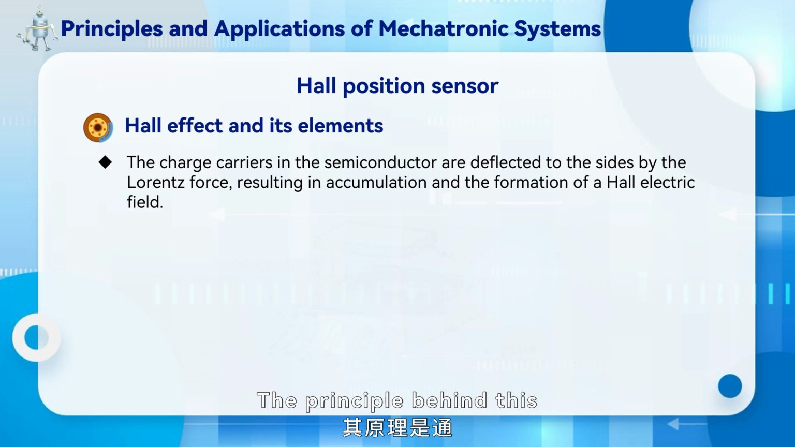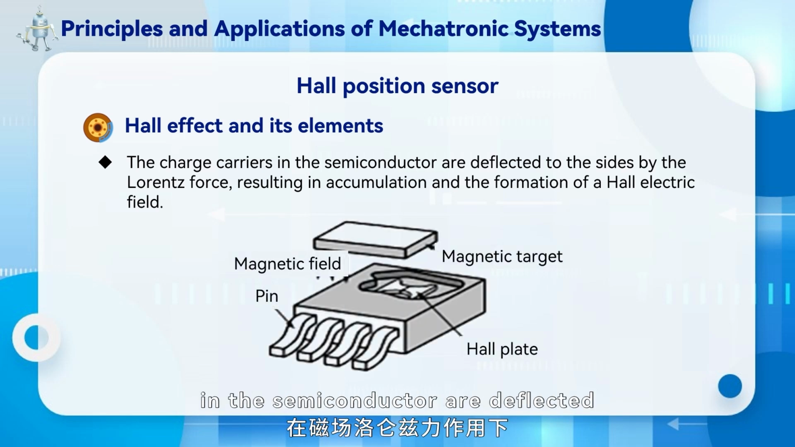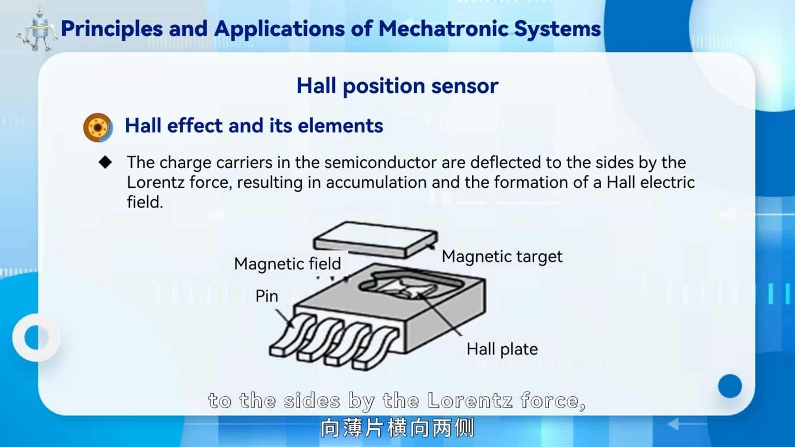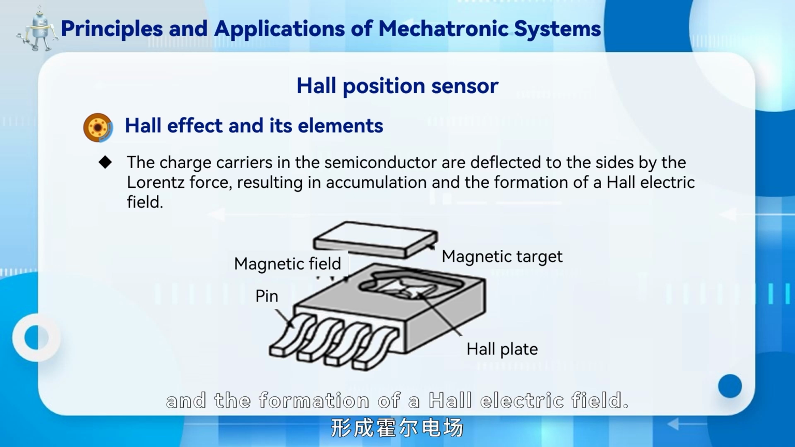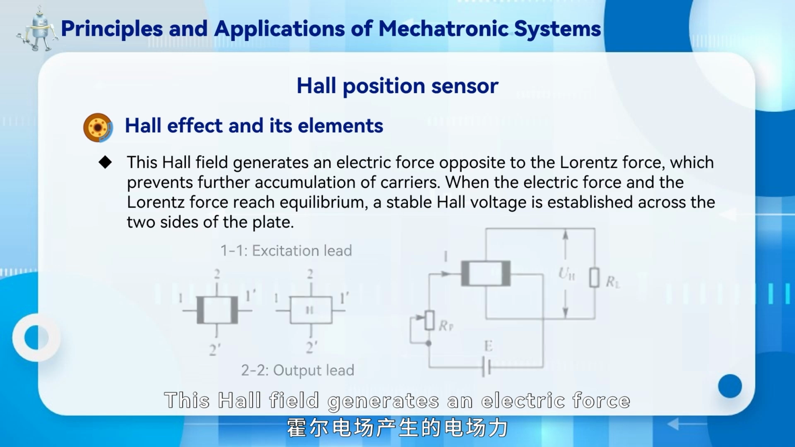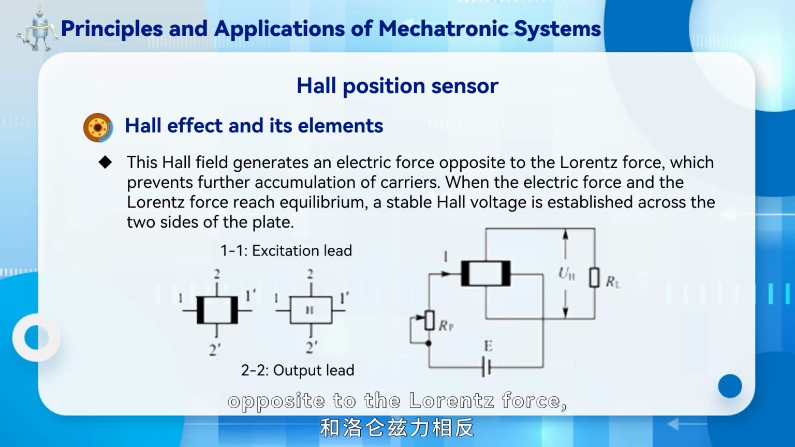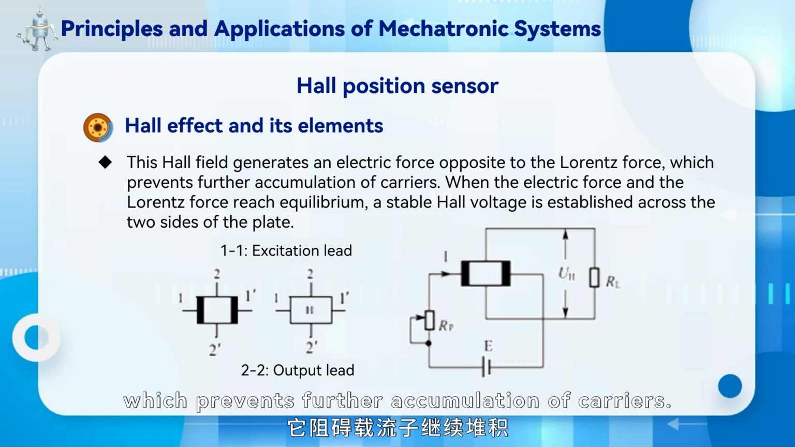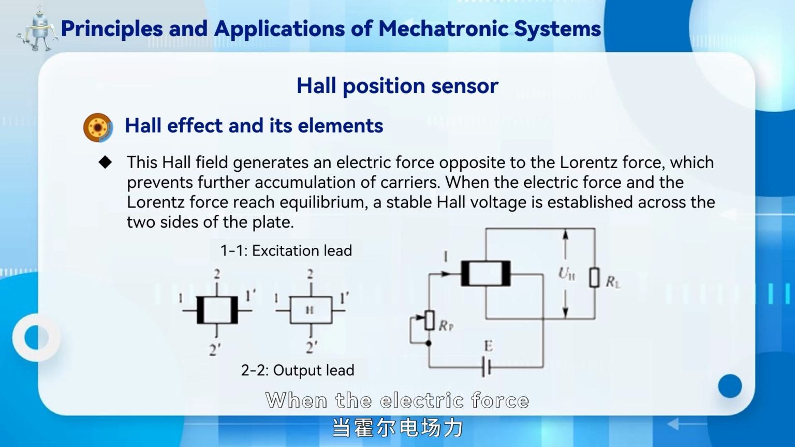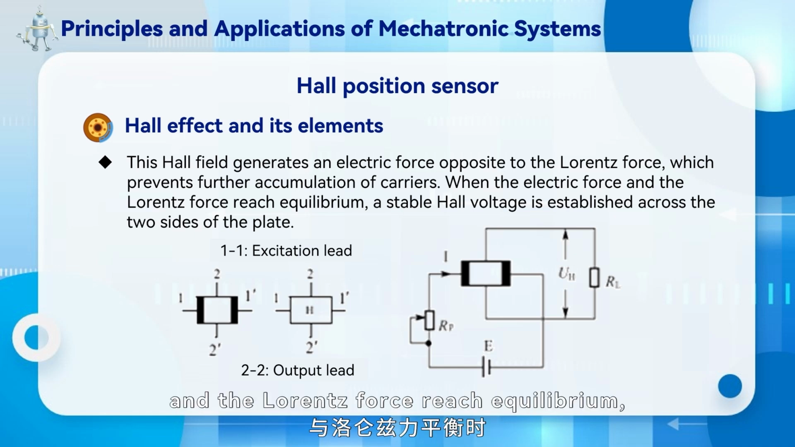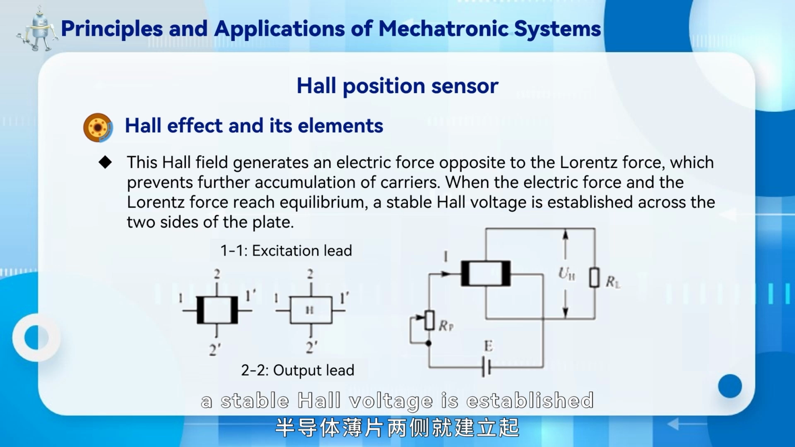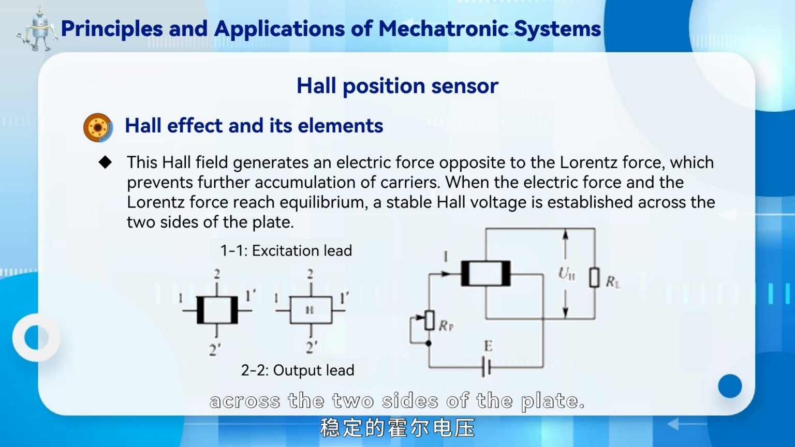The principle behind this is that the charge carriers in the semiconductor are deflected to the sides by the Lorentz force, resulting in accumulation and the formation of a Hall electric field. This Hall field generates an electric force opposite to the Lorentz force, which prevents further accumulation of carriers. When the electric force and the Lorentz force reach equilibrium, a stable Hall voltage is established across the two sides of the plate.